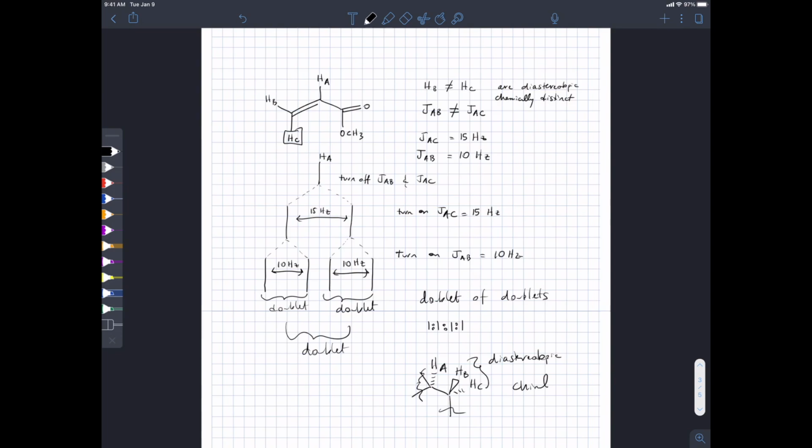Go ahead, Sen. When you say turn on JC, how do you manipulate that? So can you do this in the lab where you turn off one coupling versus another? So we're doing it conceptually. We're just saying, what would you expect to see? We're trying to derive where the observed pattern comes from, because this is the pattern we observe. And we're saying it comes from two different coupling constants. Okay. Yep. Others?